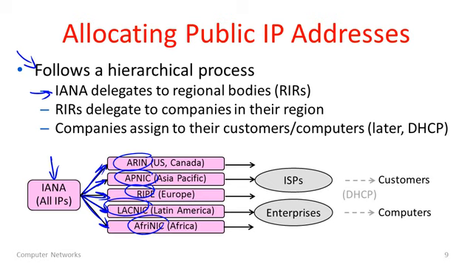The regional bodies then delegate IP addresses to companies in their regions. The companies apply for these IP addresses and they get them. And then finally, once your company has an IP address, it assigns those addresses to computers in its network, either its customers or, in the case of an ISP, who then assign them to their computers. Or in a small enterprise, you would assign them directly to your computers. This is done with a protocol called DHCP these days, and we'll get to DHCP again in a later segment. Okay, but now you know a lot about IP addresses.